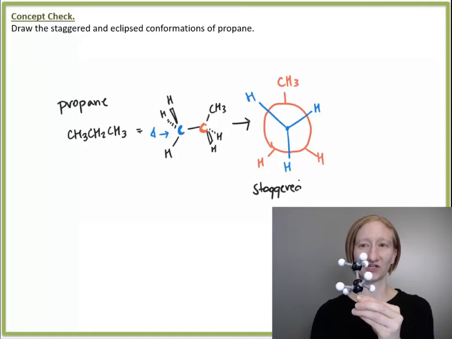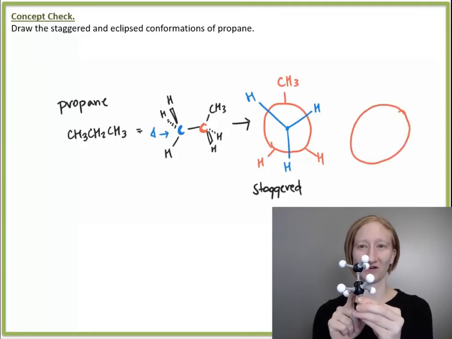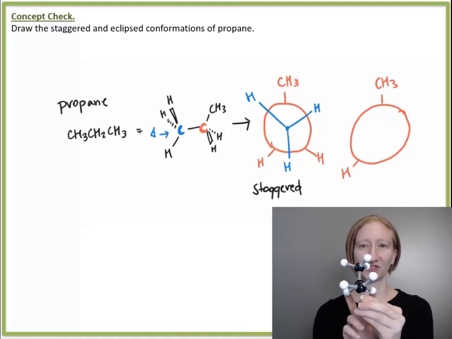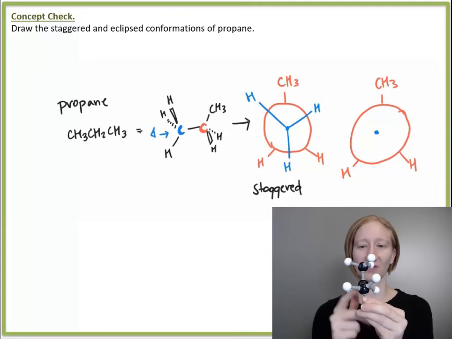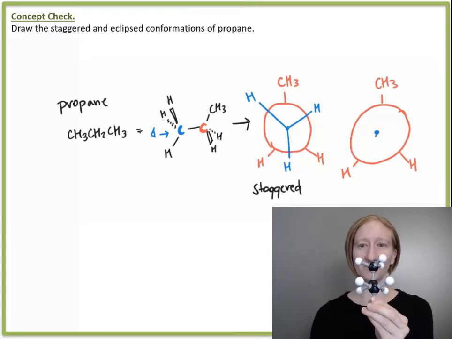When I draw a Newman projection, I always start with the back carbon. I find this to be the most straightforward. So on the back carbon, as we noted, we have a methyl group pointing straight up, 2 hydrogens pointing down, 1 to the left and 1 to the right. And then our front carbon has only 3 hydrogens on it. And I've chosen to draw the staggered conformation first.